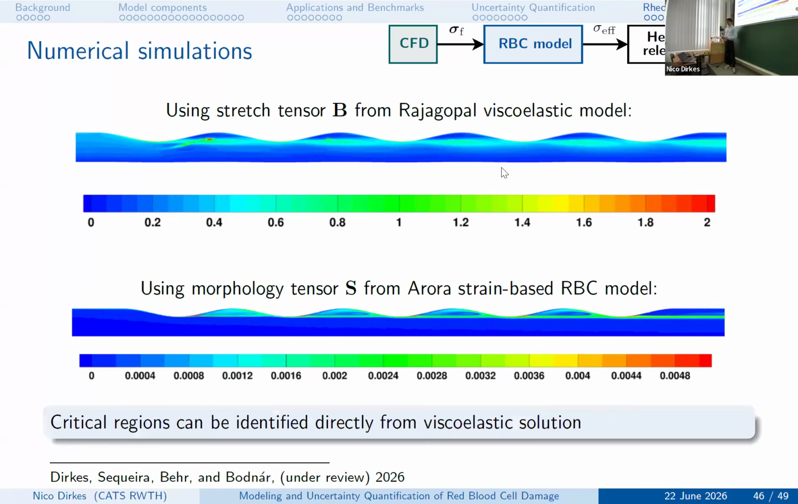So then the hope is that in the future, one can find such critical regions for hemolysis directly from this viscoelastic solution rather than having to run this separate red blood cell model on top. And this would make it much easier for people who are already working with viscoelastic flow solvers, because they wouldn't have to get into these red blood cell models. The solution could be inferred from the flow solution immediately.